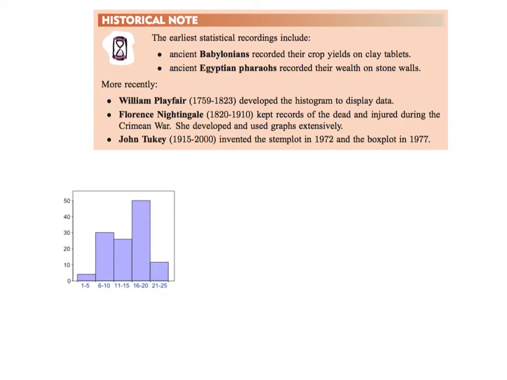And over time, the use of statistics has become more and more prominent, especially as an analysis tool. Now, William Playfair developed the histogram, and here we can see a histogram. Now, a histogram was the first type of graph to display continuously grouped data, so continuous data that's grouped, and that's data like time or weight, data that flows into one another. It isn't in discrete groups.